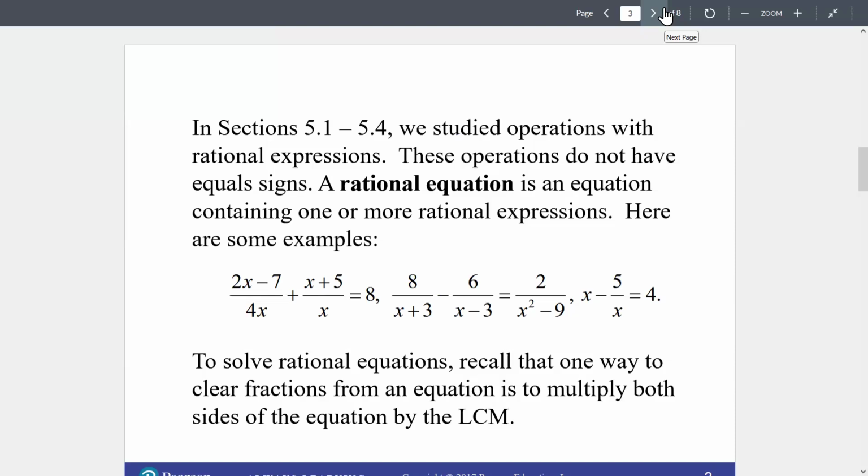So not through sections 1.1 and 1.4, we just did 1.1, 1.2, but we studied operations with rational expressions. These operations do not have equal signs. A rational equation is an equation containing one or more rational expressions. So here we're going to have rational expressions and they're going to be equal to something. So we have (2x minus 7) over 4 plus (x plus 5) over x equals 8. That's a rational equation because we have rational expressions. Same thing here, rational expression, rational expression, rational expression. So maybe both sides will be these rational expressions that are going to be fractions involved.